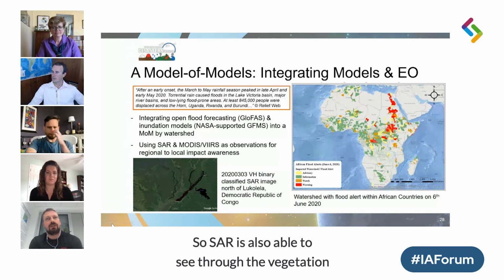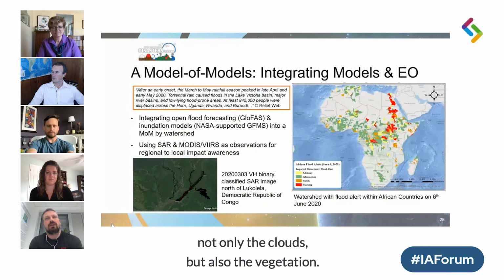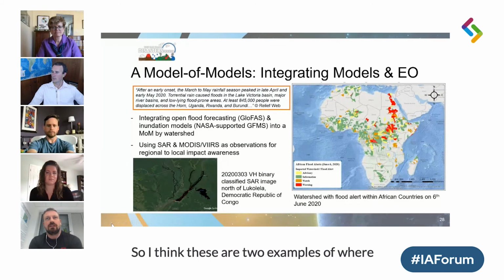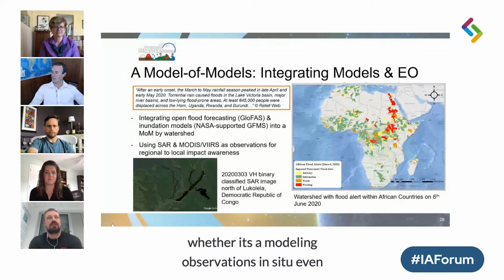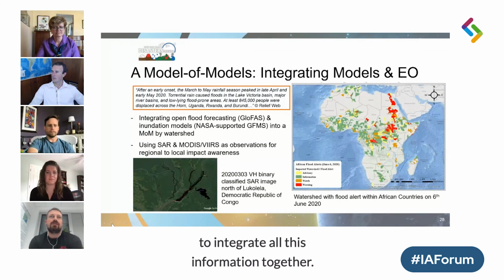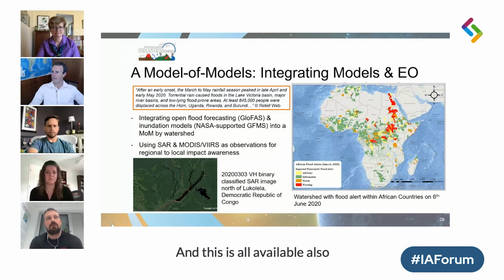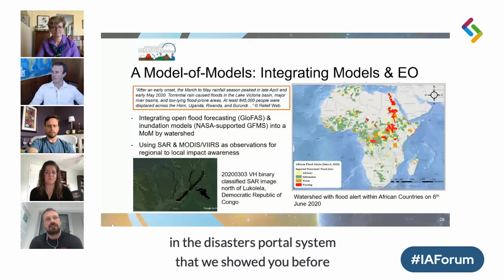So SAR is also able to see through the vegetation, not only the clouds, but also the vegetation. So I think these are two examples of where NASA is trying really hard to get the whole community together, whether you talk modeling, observations, in situ even, to integrate all this information together. And this is all available also in the disasters portal system that we showed you before.